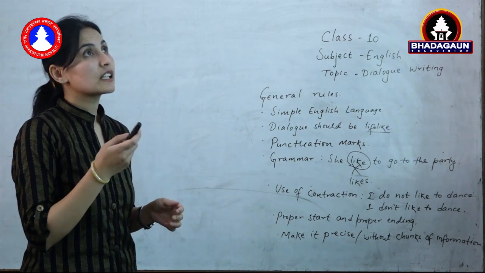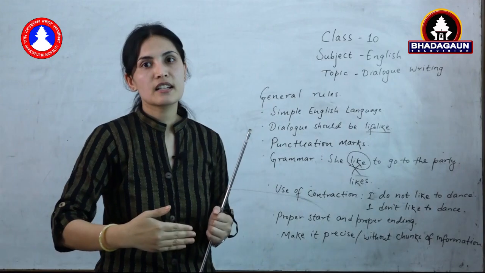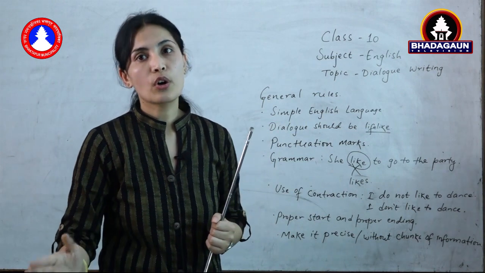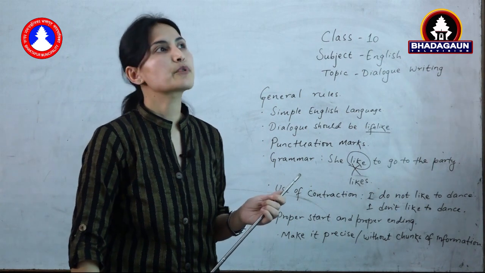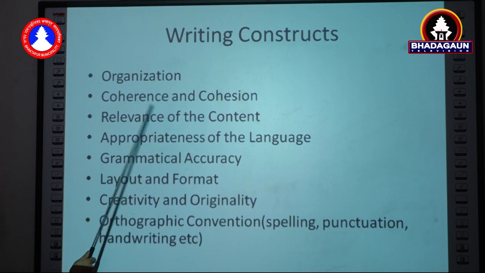So next, it is also the same, the things to be considered. Writing construct: what are the things you have to focus on? Writing construct means organization. The ideas you express there must be organized. Whatever ideas you present in the dialogue must all be organized in order. So it must have a proper start, you have to go with the situation, and then you have to have a proper ending. All right, and coherence and cohesion means that your writing should be logical, your writing should have consistency.